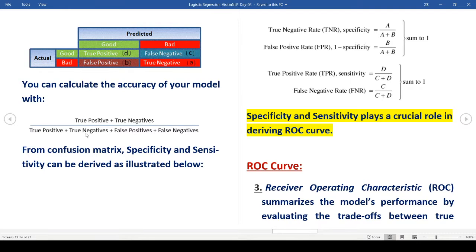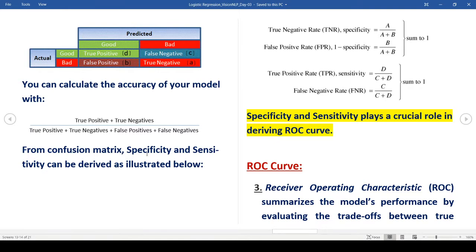When we talk about accuracy, this is the formula: the true positive plus the true negative, divided by the whole, that is true positive, false positive, false negative, and true negative.